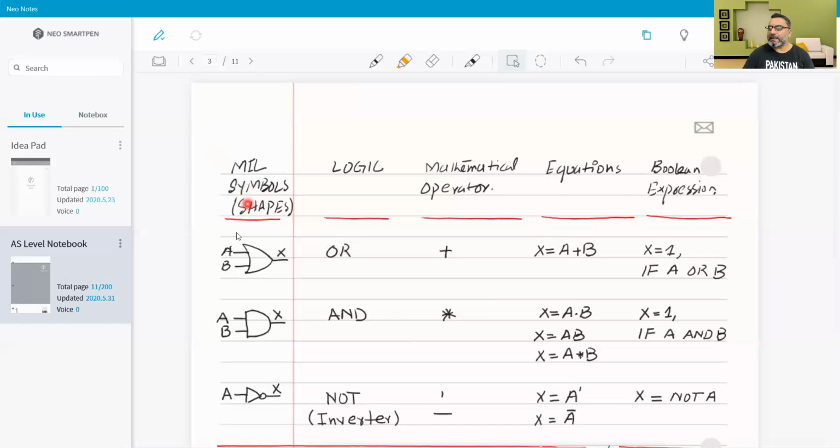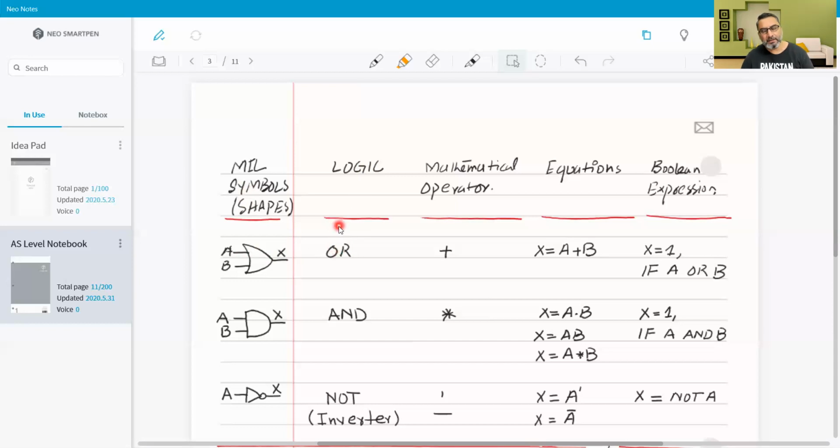And then every shape has got a logic attached to it. And then, as I said, this shape can be expressed in a logical way and then in a mathematical way. A mathematical operator is also attached to it. And then there is a way to form mathematical equations and then Boolean expressions. So the first shape, this one, is called OR. OR is not the name of the shape, this is the logic of the shape.